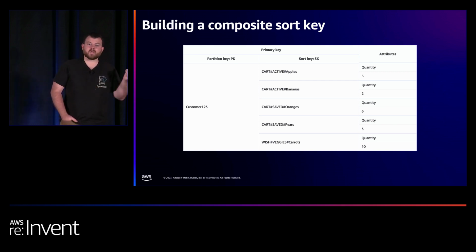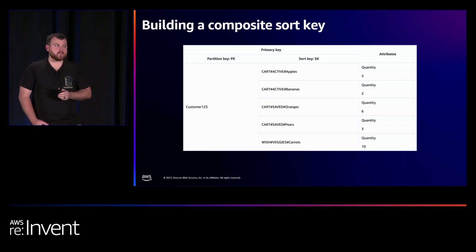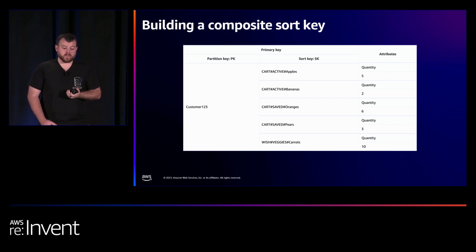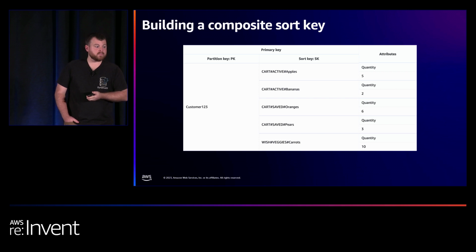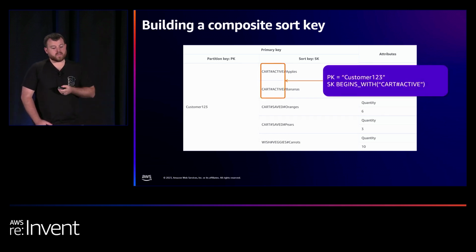Well, maybe marketing came along and told you, we want to have a wish list feature now. Well, we've already started bucketing cart items into the customer partition. Let's just add a prefix of wish, and there's the flexibility. We've added a whole new feature without adding a table. We haven't changed our data model. We just put a new prefix type in place, and we can selectively query it if we want. So we could say partition key is 123.